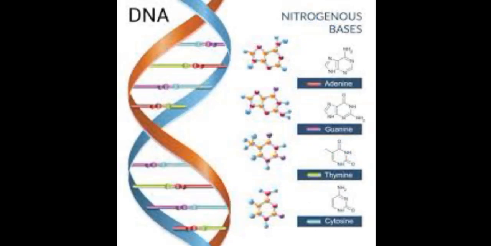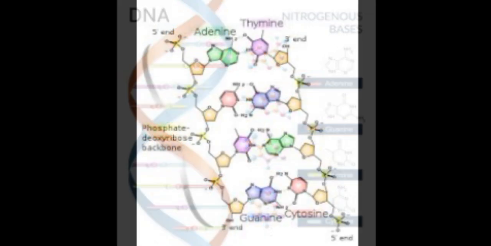See, in this structure, this is the sugar phosphate backbone, and these are nitrogenous bases which are held together by hydrogen bonds. Both the chains are anti-parallel, one runs in 5 to 3 direction, another runs in 3 to 5 direction. What are 3 and 5? 3 and 5 are the numbers of the carbon of the sugar molecule to which phosphates are joined.